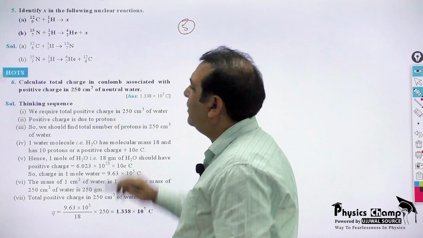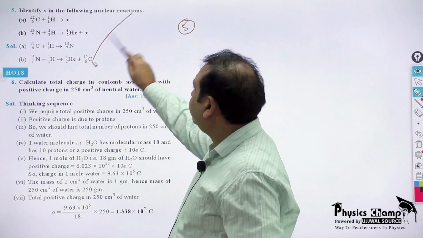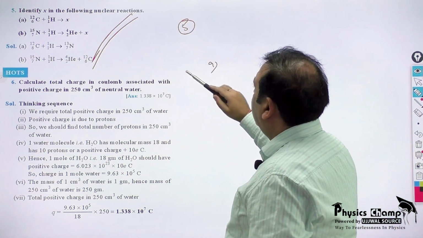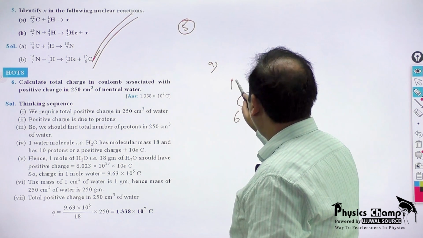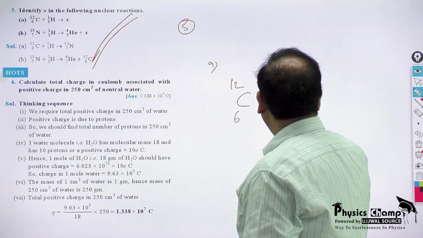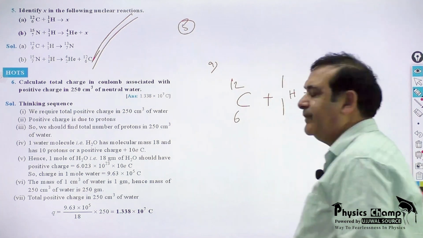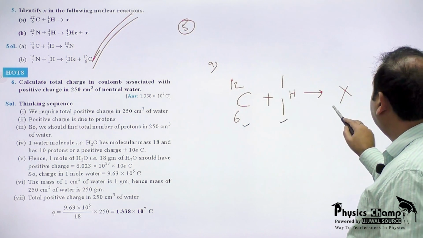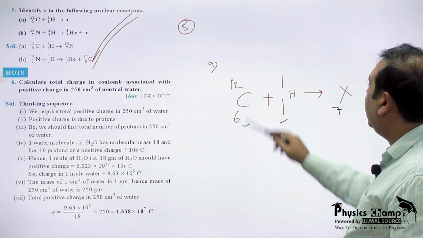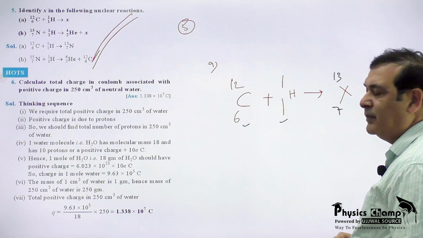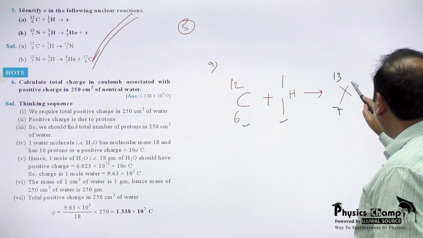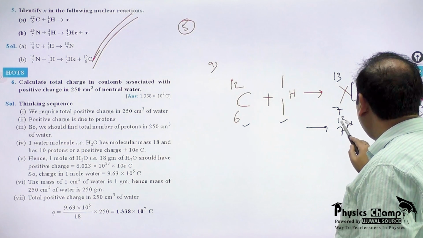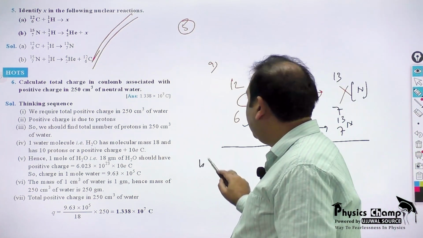Question number 5. Here we are given a nuclear reaction. We need to identify X. Like 6C12 plus 1H1, and then we are getting X. So 6 plus 1, charge is conserved, and here 12 plus 1 is 13. So this X must be what? Nitrogen. So finally we are getting 7N13.